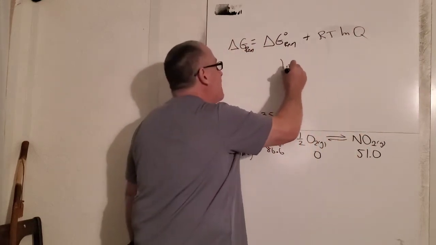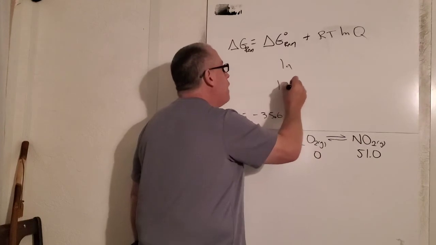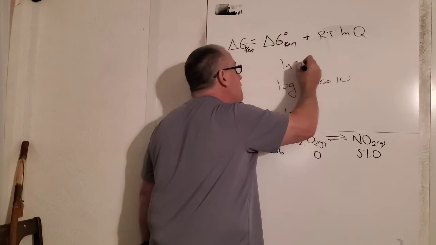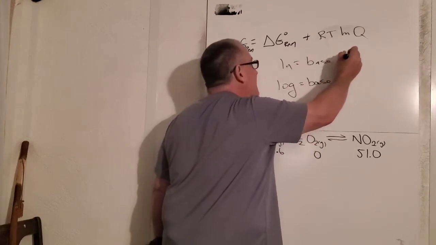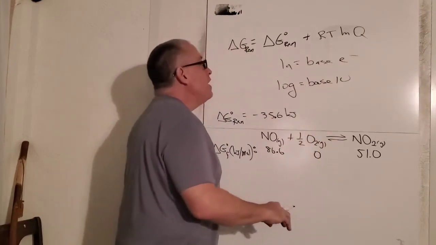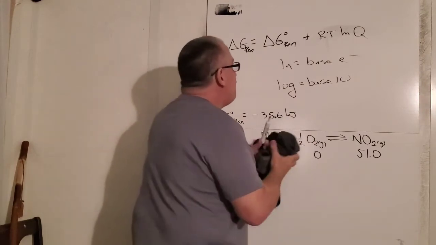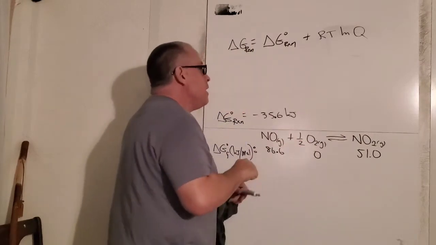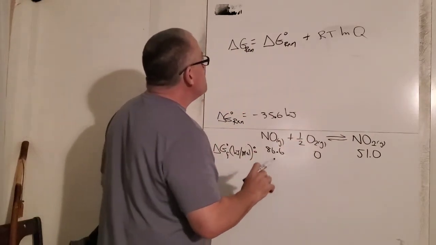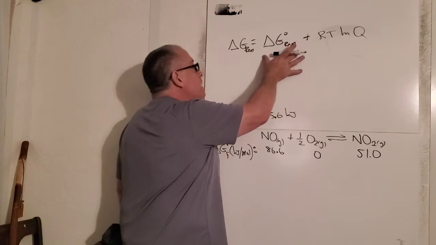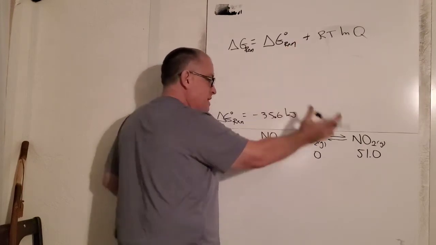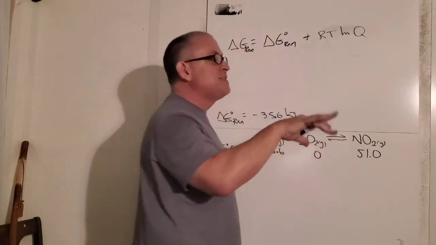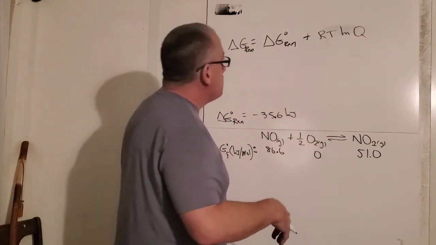It has to be natural log, not LOG log, because this is base 10, this is base E. So they're different. So if I want to know what the Gibbs free energy for this reaction is under non-standard conditions, I'm going to find out what its Gibbs free energy is under standard conditions. I would do it this way. Plus I have this term that adjusts for the non-standard part.